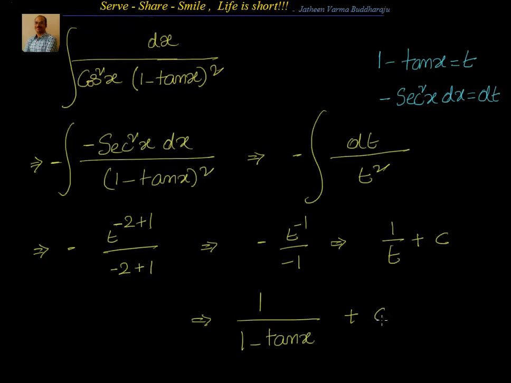plus c. So whenever we see a problem, we have to look into what I have to take as my f of x such that I can cancel the remaining part as f dash x, so that in the conversion it will become dt and you will get a simple integral function for which you can find the integral very easily.